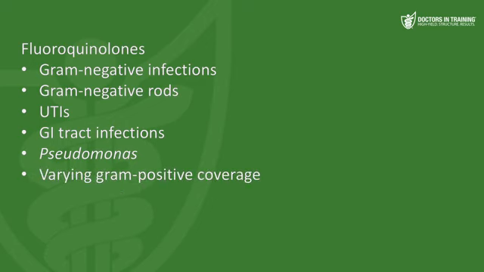The first generation of drugs that we don't use anymore didn't cover gram-positives as well, but the second, third, and fourth generations have much better gram-positive coverage, especially against strep pneumoniae. Levofloxacin, third generation, and moxifloxacin, fourth generation, are great for strep pneumoniae infections and are often used for community-acquired pneumonias or sinusitis. The toxicity of these is they have some pretty unique ones.